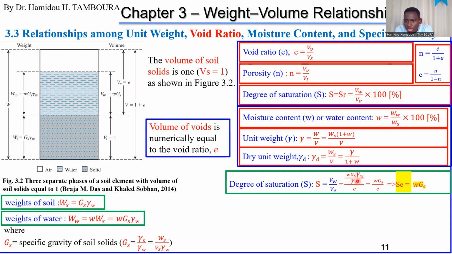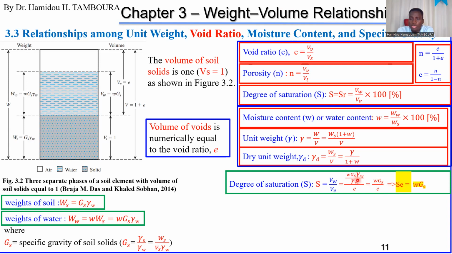We didn't need this actually. Just here directly. This is not necessary. I will correct this later. Just go directly to here. So you will get w, water content, multiplied by specific gravity and divided by the e. This is what you will get.